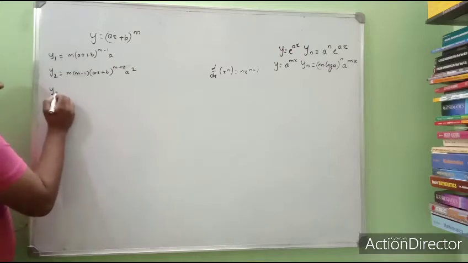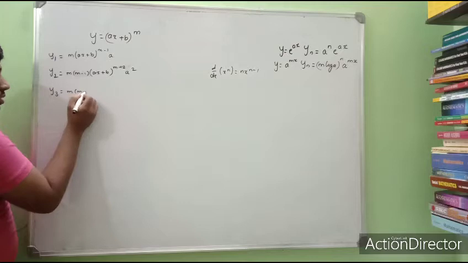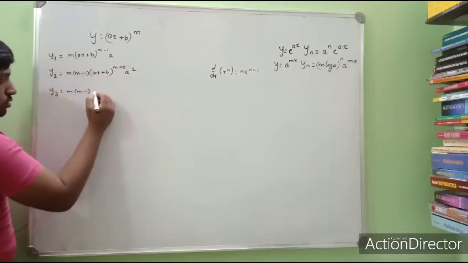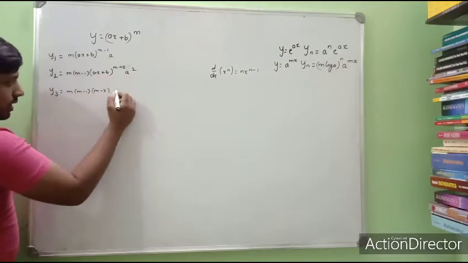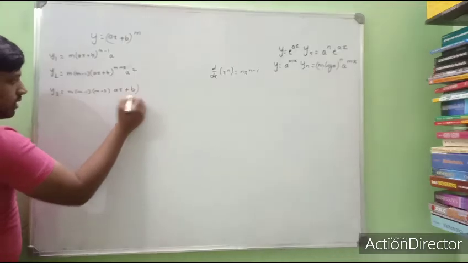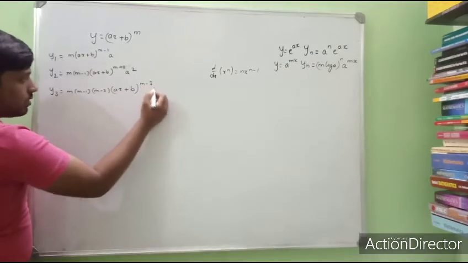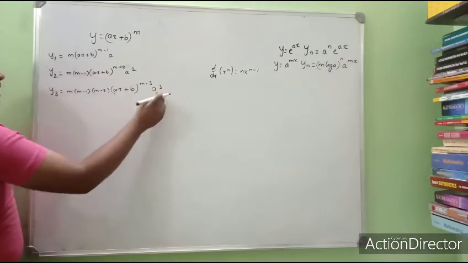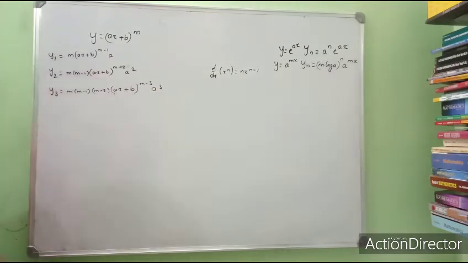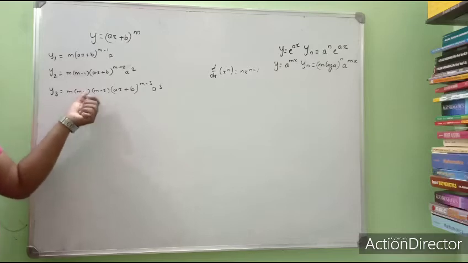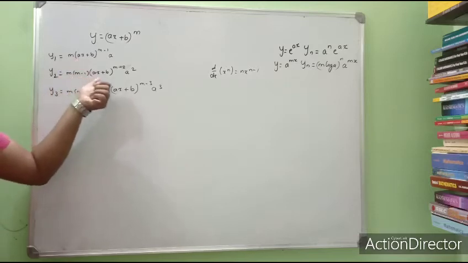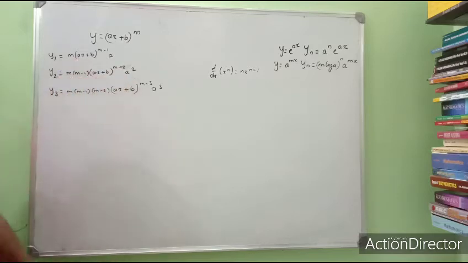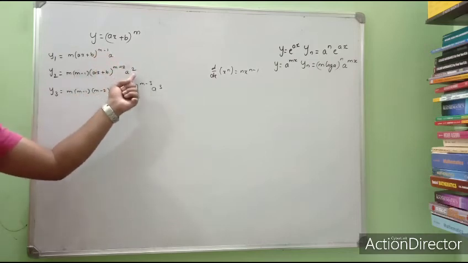Again I am going to the third derivative, that is m into m minus 1, already we have. Now I am going to differentiate this. This is going to become m minus 2 into (ax plus b) to the power of m minus 3 into a cube, because already we have a square. Again differentiating ax plus b we will be getting a. So by observing this pattern, m is decreasing and here we have a power increasing, a to the power of 1, a to the power of 2.